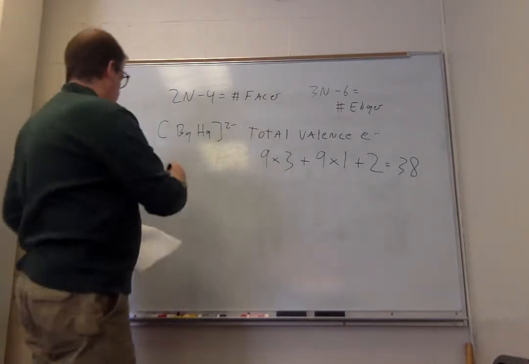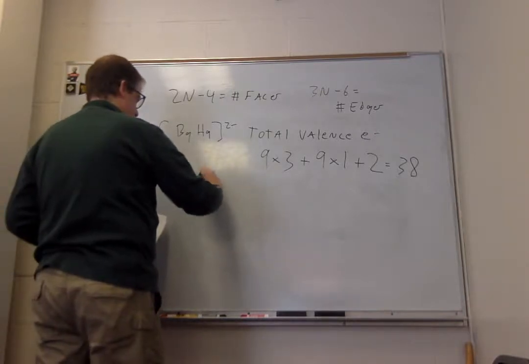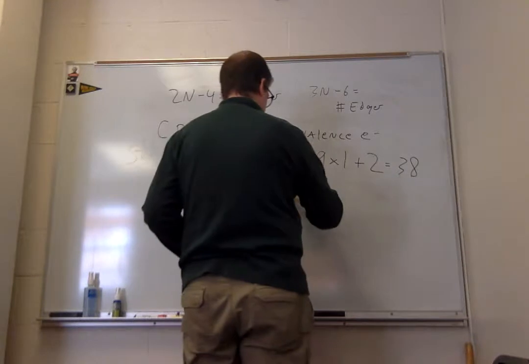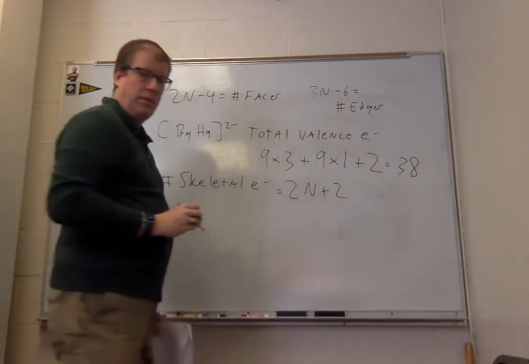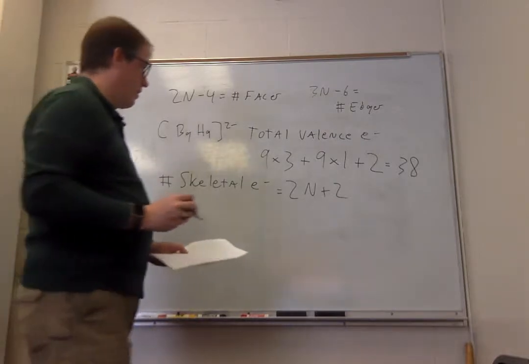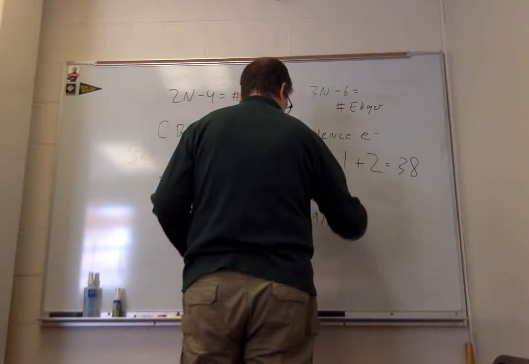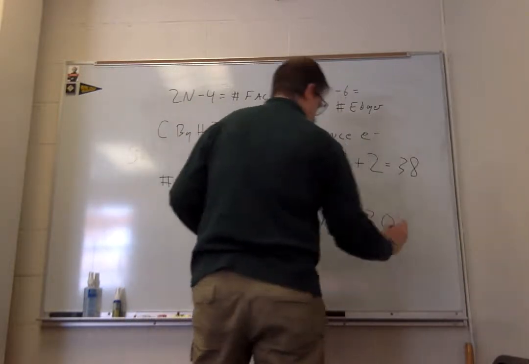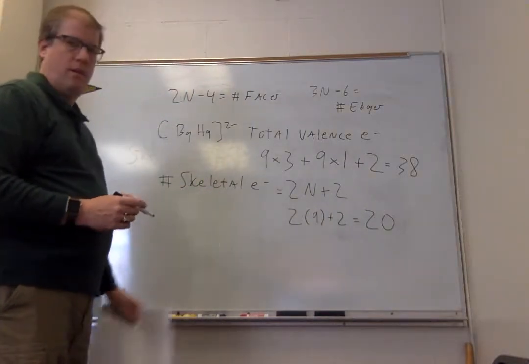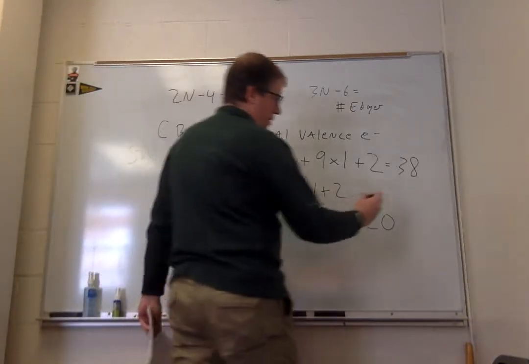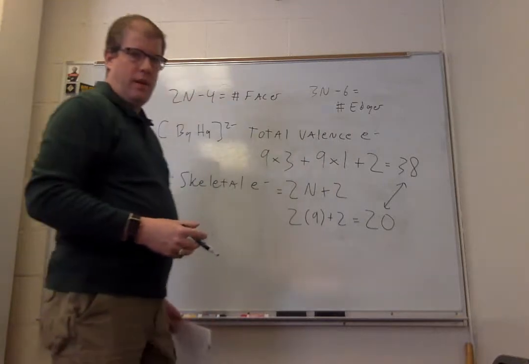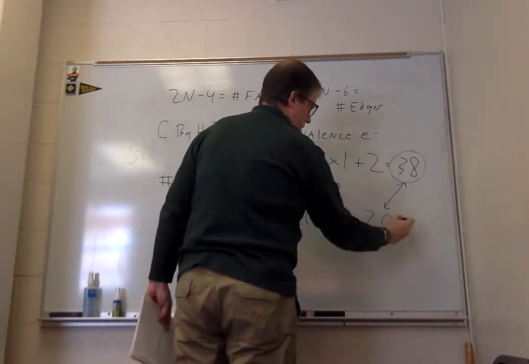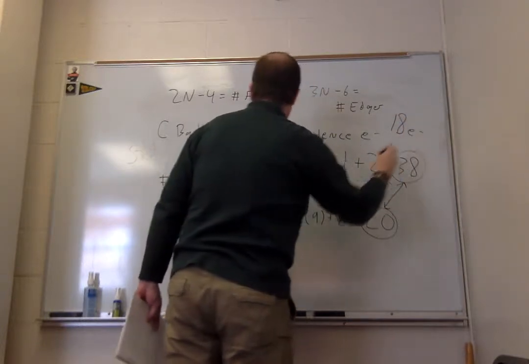So, if we wanted to know the number of skeletal bonding electrons, we could use the formula 2n plus 2. And if we were to do that, that would give us 20. So note, there is another way to do this, right? It's the interplay between these two quantities here that is the key. And so, if you look at that, the difference between this number and this number is 18 electrons.